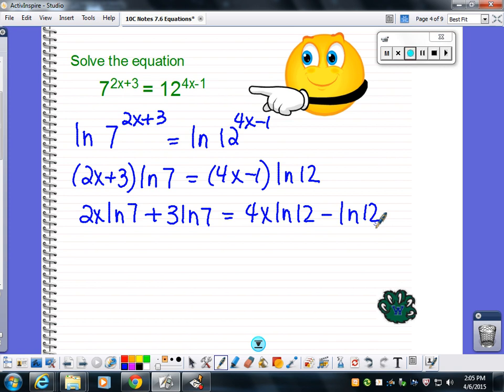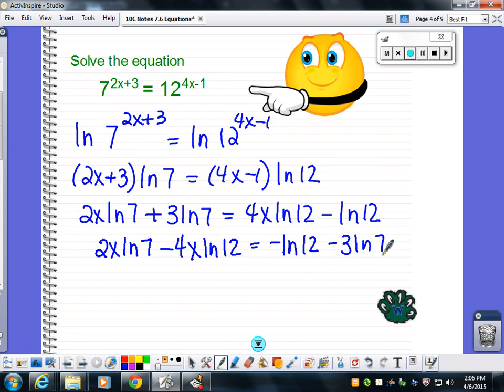My goal is still the same. I'm trying to get my variables together and my non-variables together. So combining like terms, I'm going to rearrange this equation a bit. I'm going to subtract this term, and I'm going to subtract that term. I'm going to rewrite this as 2x natural log of 7 minus 4x natural log of 12 equals negative natural log 12 minus 3 natural log 7. Remember, the whole goal is to get x by itself.